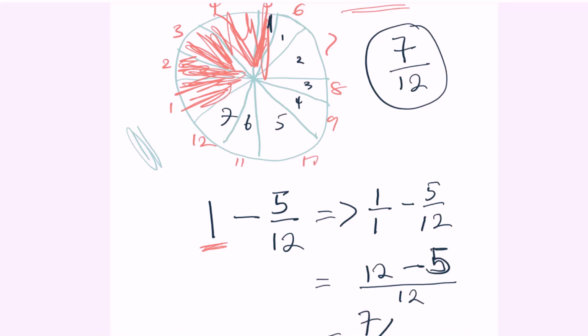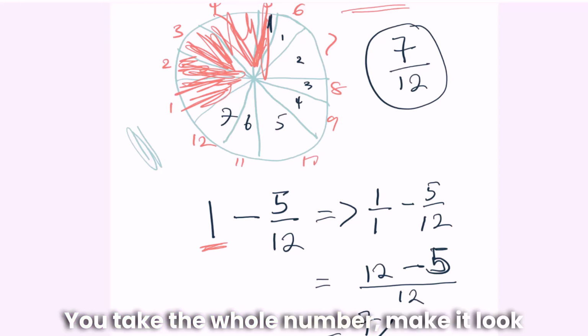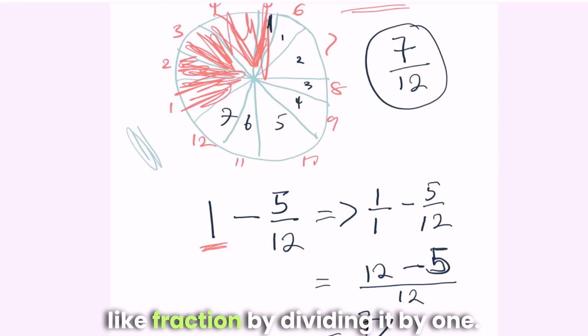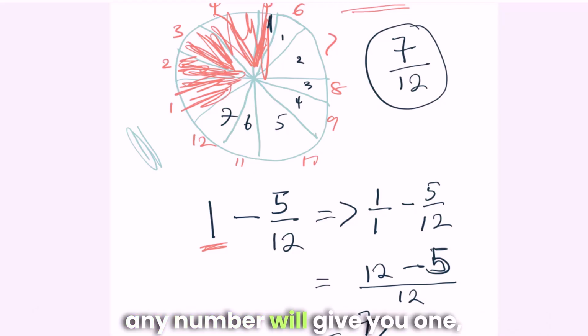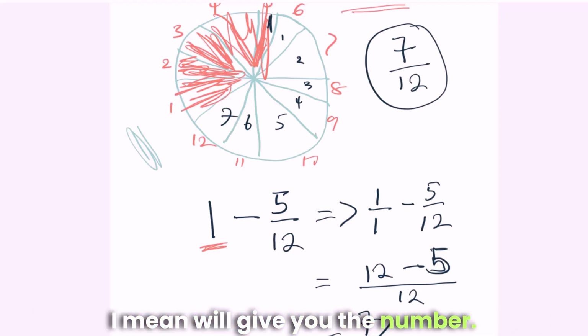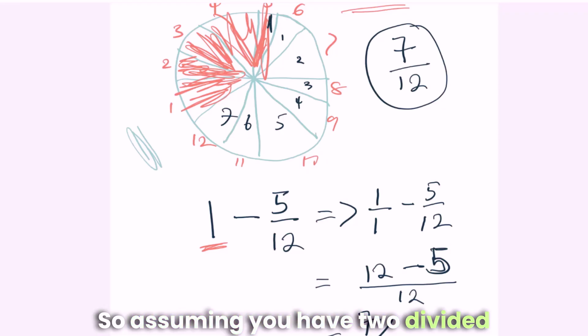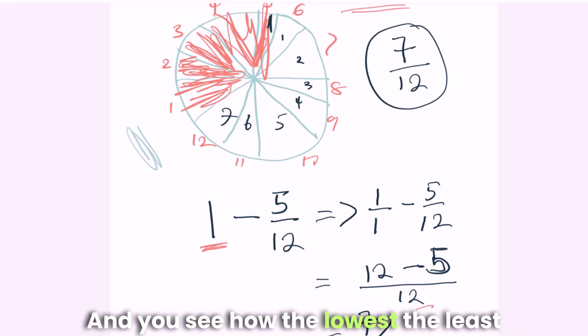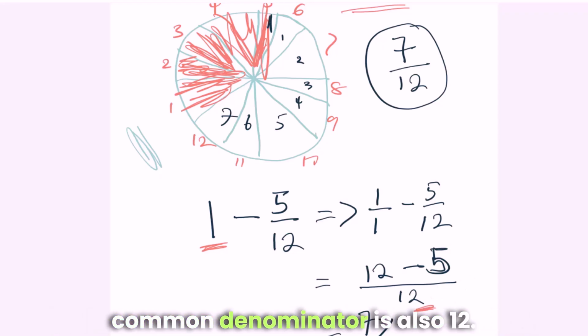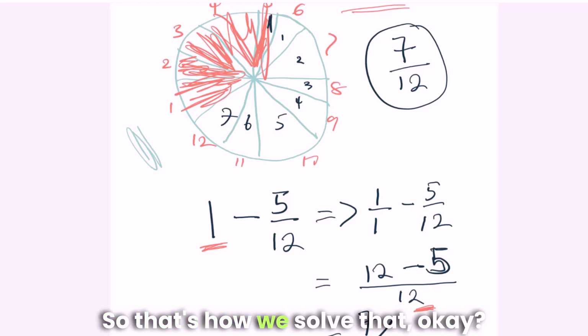How do you do that? You take the whole number and make it look like a fraction by dividing it by 1, because any number divided by 1 will give you the number. So assuming you have 2 divided by 1, you get 2. So you say 1/1 minus 5/12. And you see how the lowest or the least common denominator is also 12. So that's how we solve that.